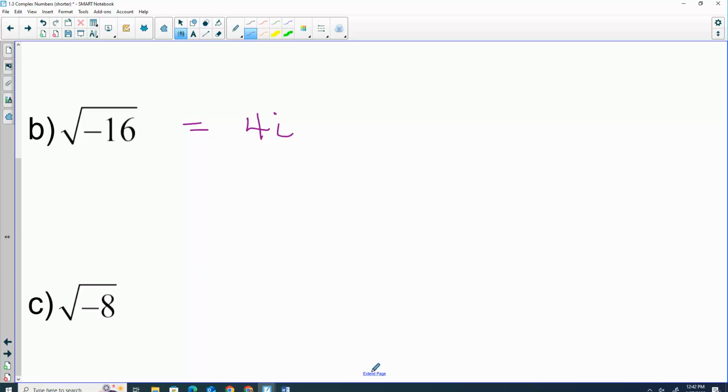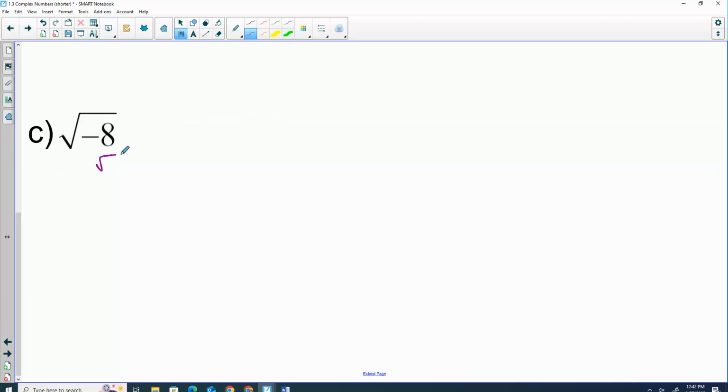Yes. So you have to break down 8 into 4 times 2. The square root of 4 is 2. We still have the square root of 2. And because it had a negative, you take out that i as well. So 2i radical 2. You guys okay with how we broke that down?